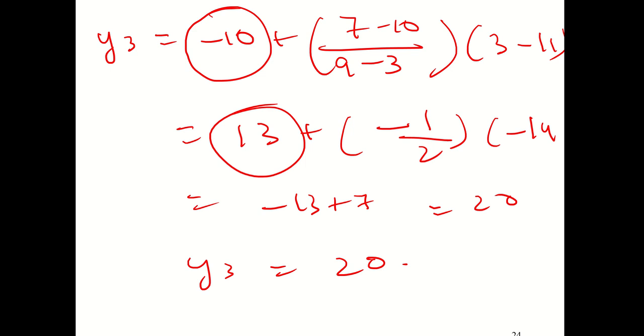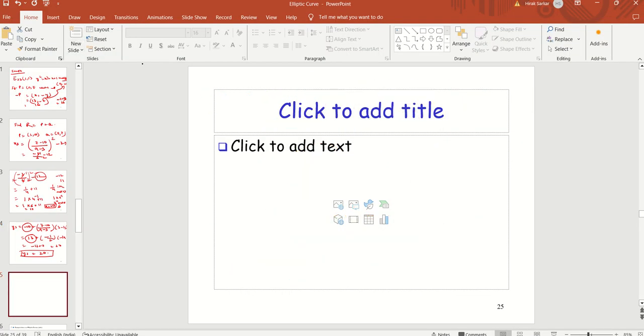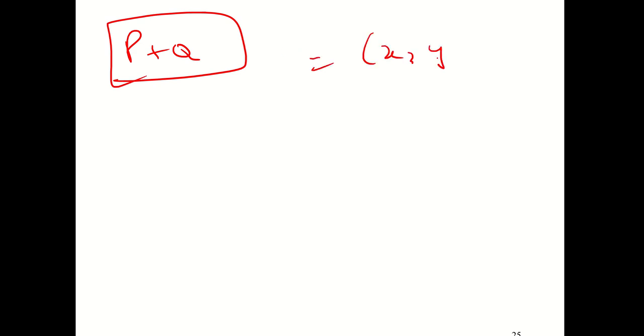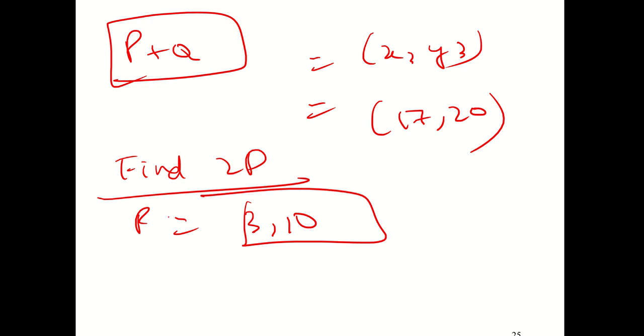Now moving on, y3 is equal to 20, which you have got. So what we got is p plus q. Now p plus q is x3 comma y3, so we have got 17 comma 20. Now you need to find the second thing, that is 2p. So p is equal to 3 comma 10.